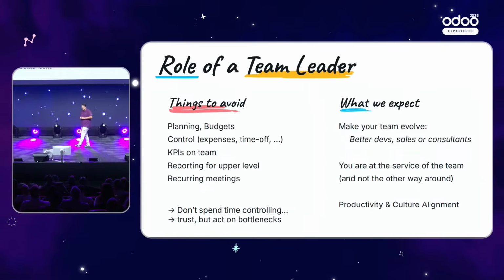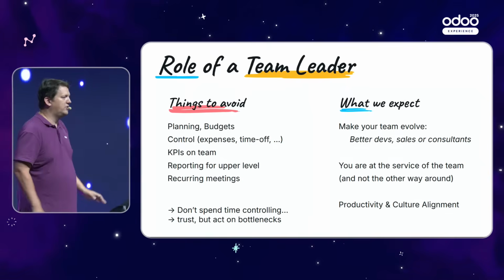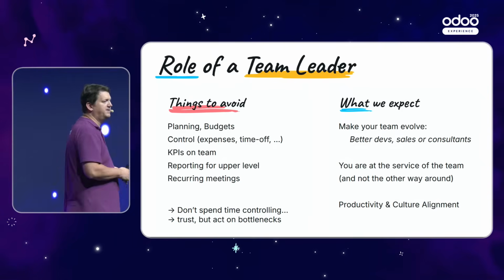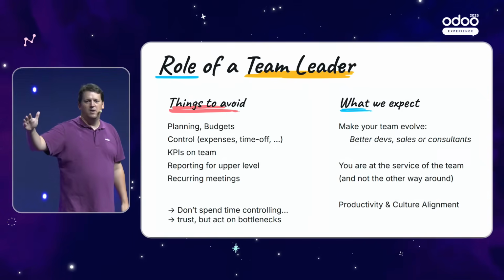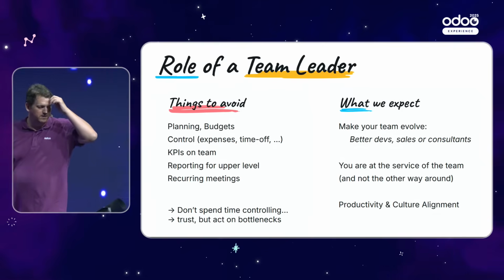So for me, the role of a team leader, and I will start with the things to avoid. I don't want a team leader to do planning, budget, control, KPIs on the team, reporting to the upper level, recurring meetings. That's bad. That's what I don't want team leaders to do. I don't want them to spend time on that. They are not administrative. I mean, team leaders are your best employees. Why would you let them do administrative tasks? And those are all administrative tasks.